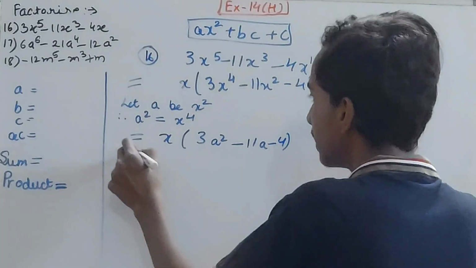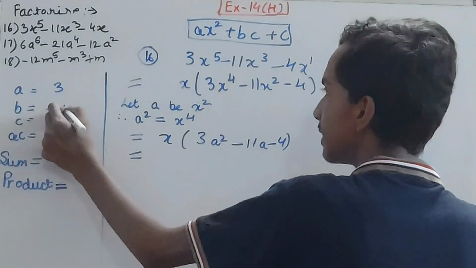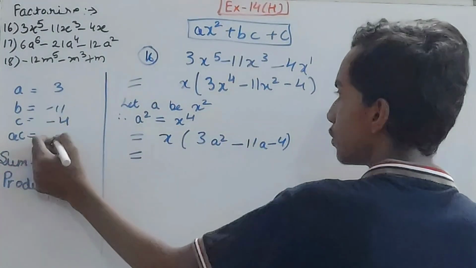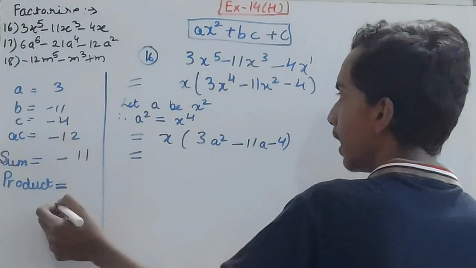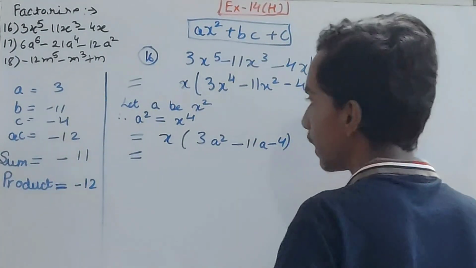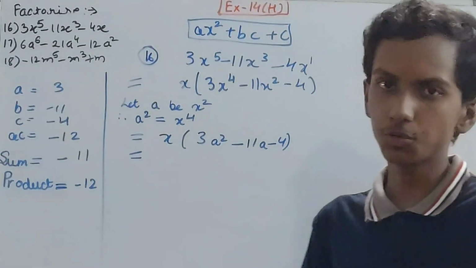Clear? Now write down the values. A is 3, B is minus 11, C is minus 4 and AC is minus 12. So sum has to be equal to minus 11. Product has to be equal to what? Minus 12. Clear? So very simple. We have to take minus 12 plus 1, right?